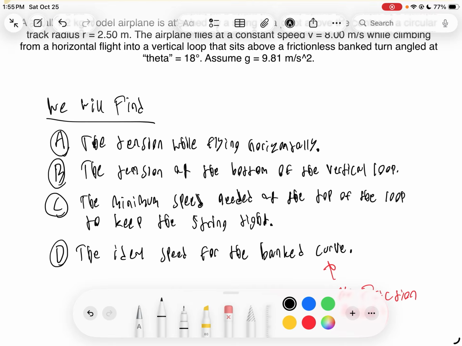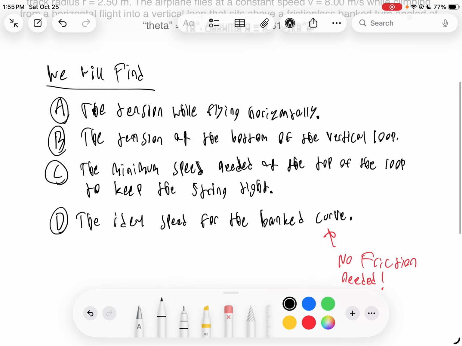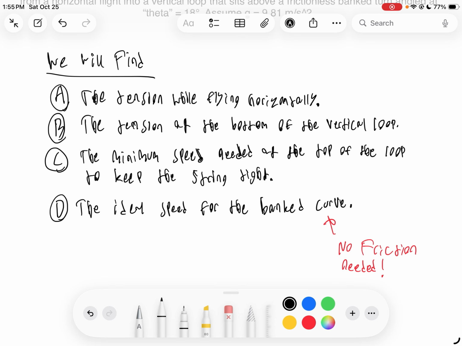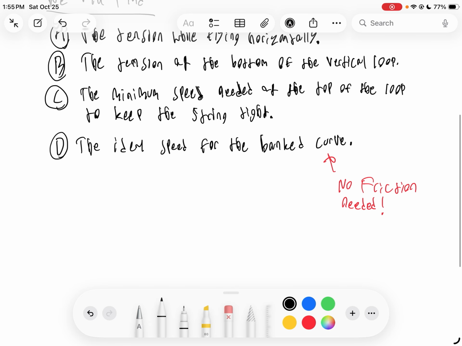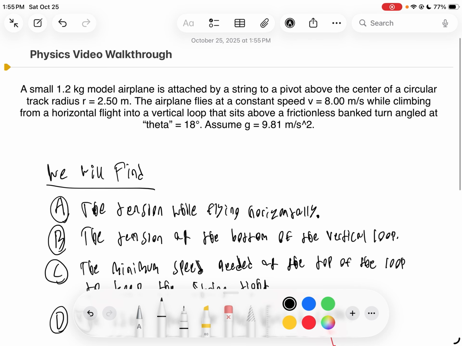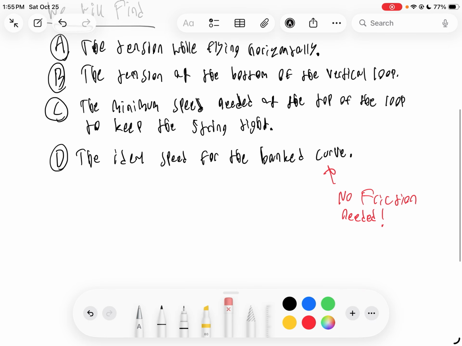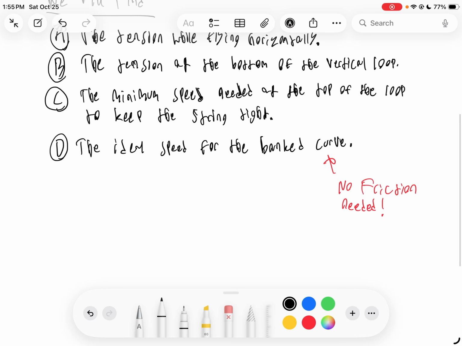For part A, we're going to find the tension while flying horizontally. For part B, we're going to find the tension at the bottom of the vertical loop. For part C, we're going to find the minimum speed needed at the top of the loop to keep the string tight. And for D, we're going to find the ideal speed for the banked curve, which, as I noted right here, we do not need friction. So even if this was not frictionless, it wouldn't theoretically matter, at least for our purposes.